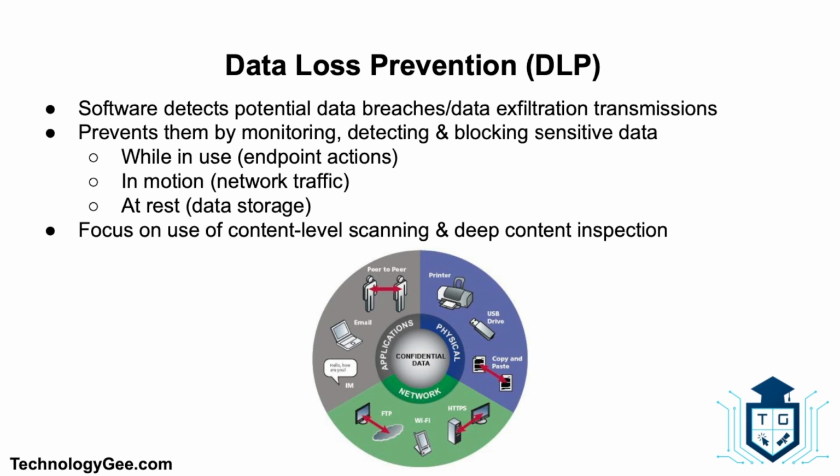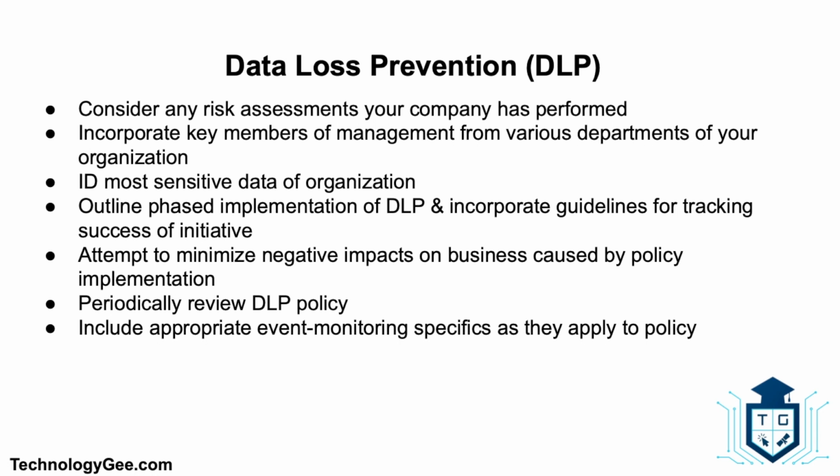Most DLP policies focus on the use of content level scanning and deep content inspection to identify sensitive data and protect it. The following actions should be considered when designing a DLP policy: consider any risk assessments your company has performed, incorporate key members of management from the various departments of your organization, identify the most sensitive data of the organization, outline a phased implementation of DLP, and incorporate guidelines for tracking success of the initiative. Attempt to minimize any negative impacts on the business caused by the policy implementation, periodically review the DLP policy, and include the appropriate event monitoring specifics as they apply to the policy.